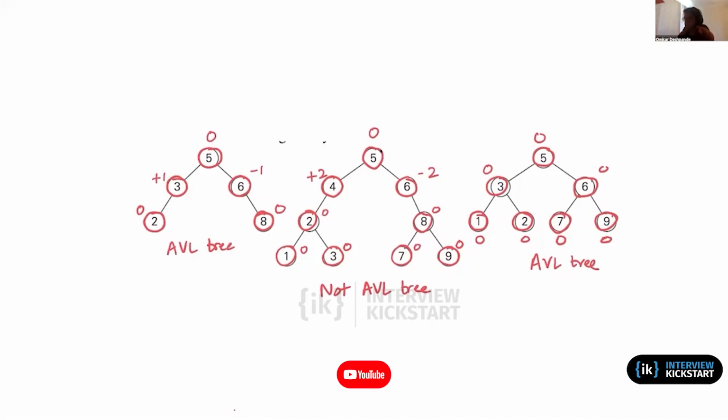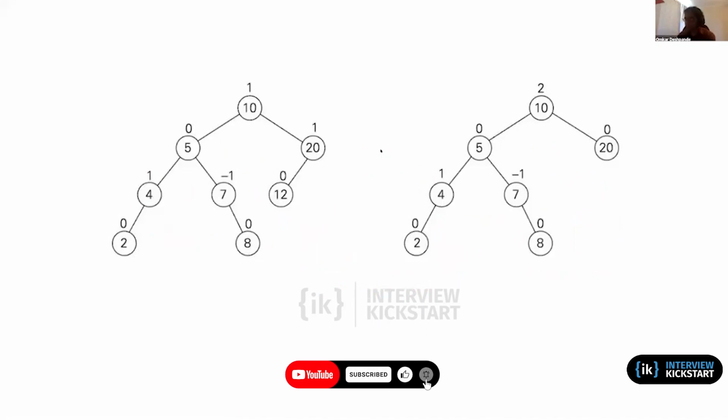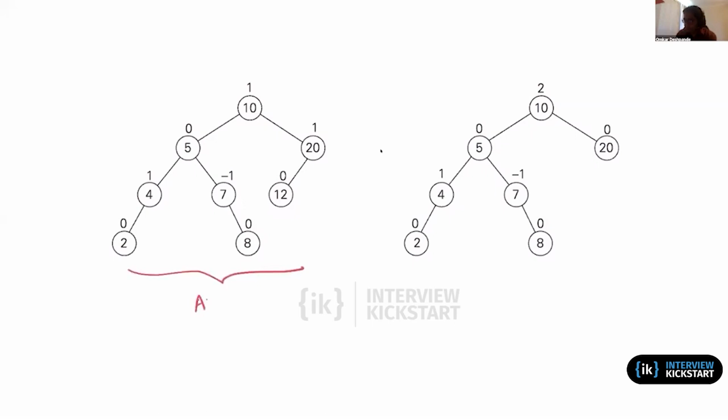So here are a couple more examples of trees with the balance factors also written next to each node. As you can see, this particular tree is an AVL tree since the balance factors are all allowed. This is not an AVL tree because the root node has a left subtree that has a height of 3 and a right subtree that has a height of 1. 3 minus 1 is 2. So this is not allowed in an AVL tree.